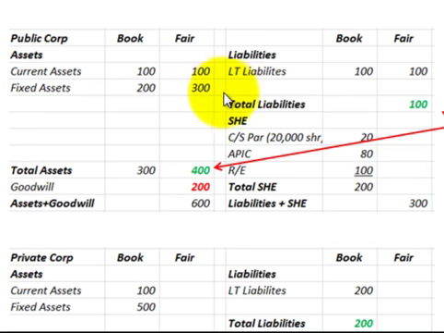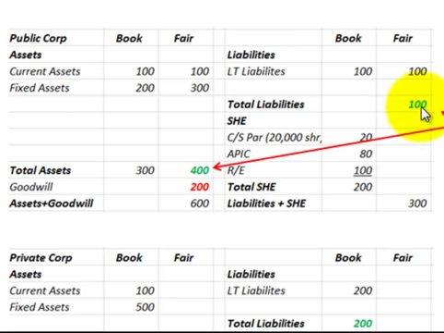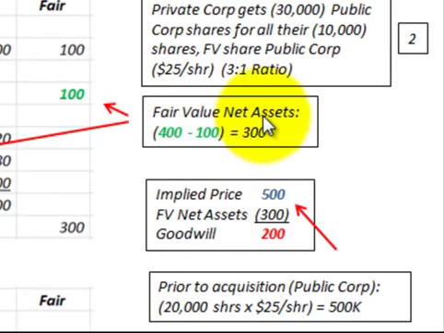So looking at our balance sheet here for the public corporation, what we have is a book value, but we have to determine its fair value for the assets and liabilities. So doing that, the total assets fair value here is $400,000 less the fair value of the net total liabilities here of $100,000. So the fair value of our net assets for this example would be $300,000. The difference between the total assets at their fair value and the total liabilities at their fair value.